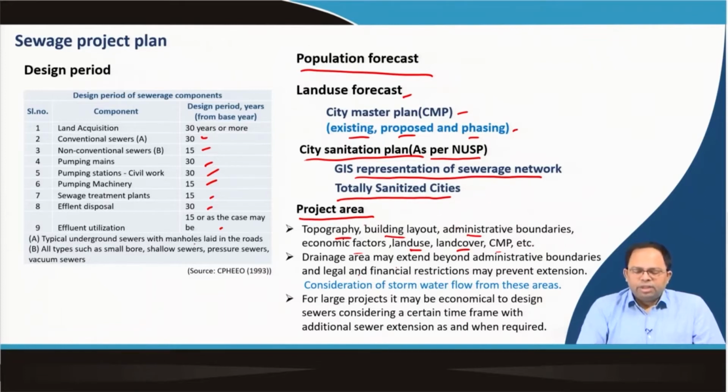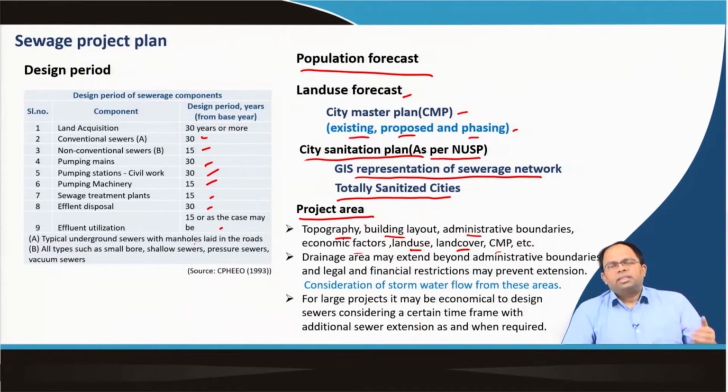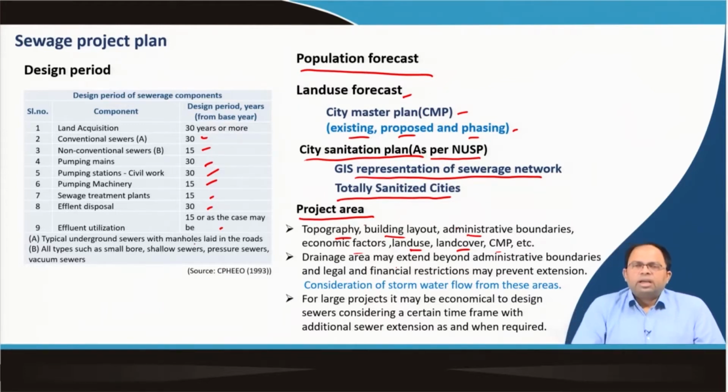Now one issue with sanitation or drainage is the drainage area may extend beyond the administrative boundaries, and legal and financial restrictions may prevent extension. So, this is one big issue that we need to be aware of, because of the slope and all, water from adjoining areas may come to my area, or from my area it may go to another area. So, this needs to be considered when we design our system.